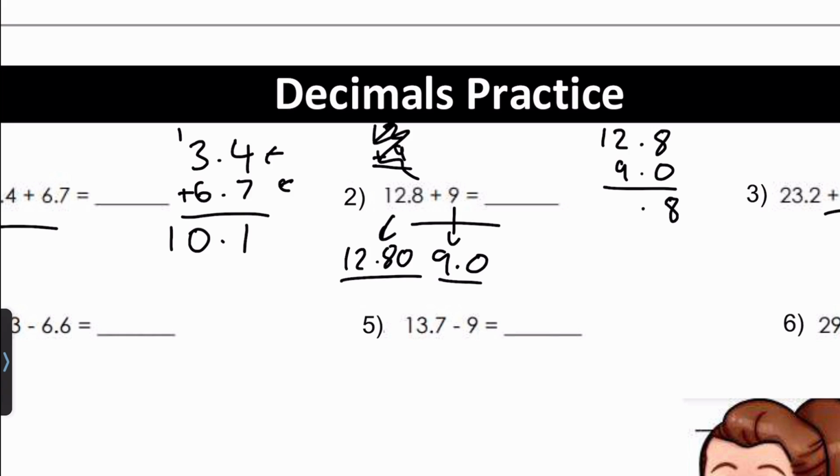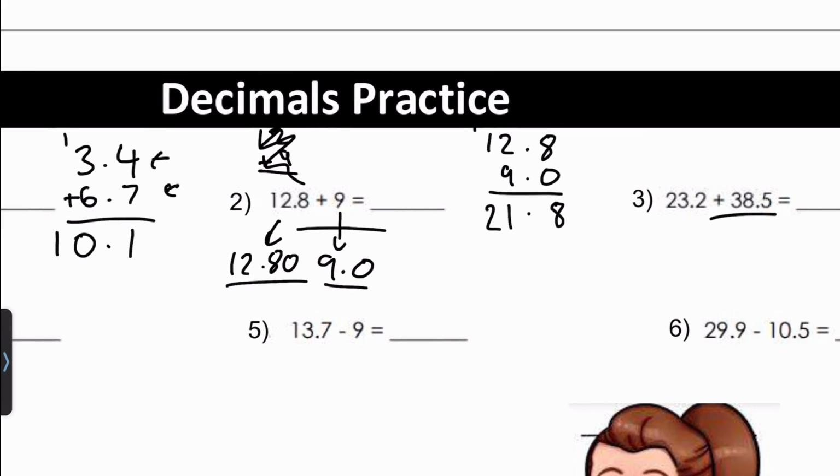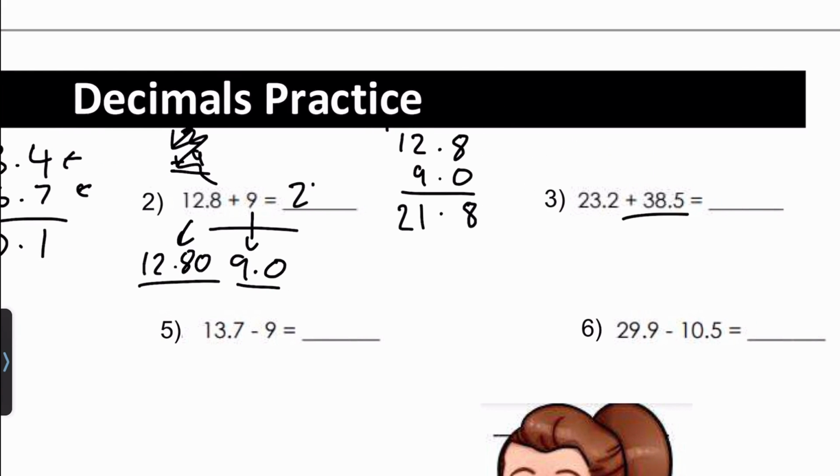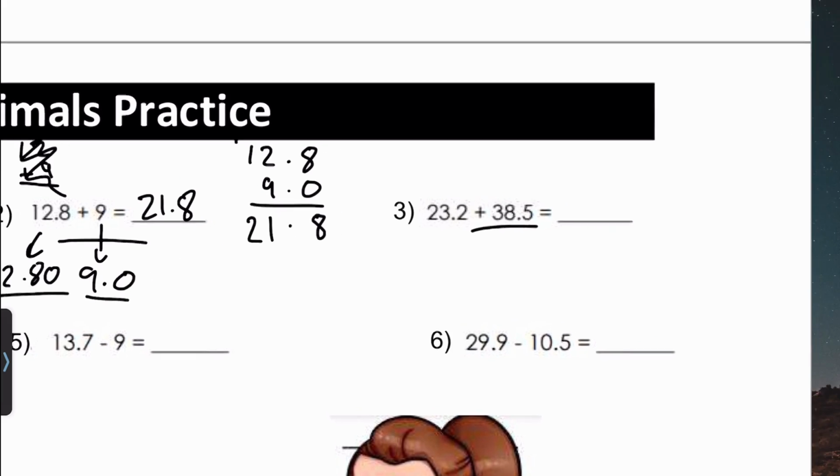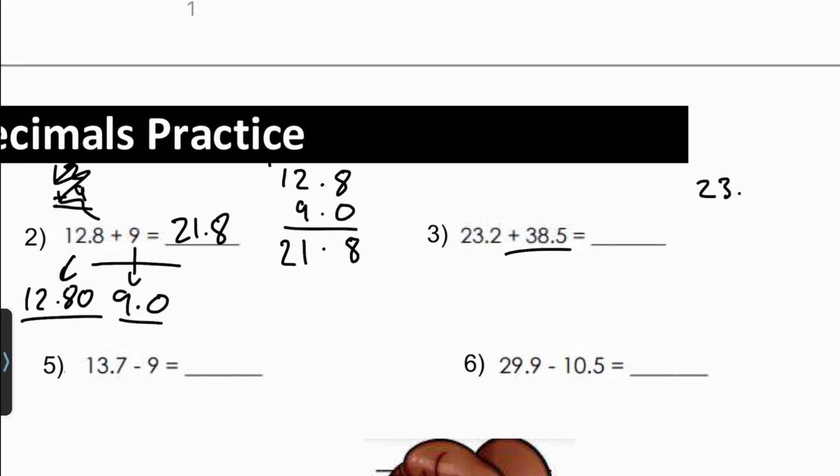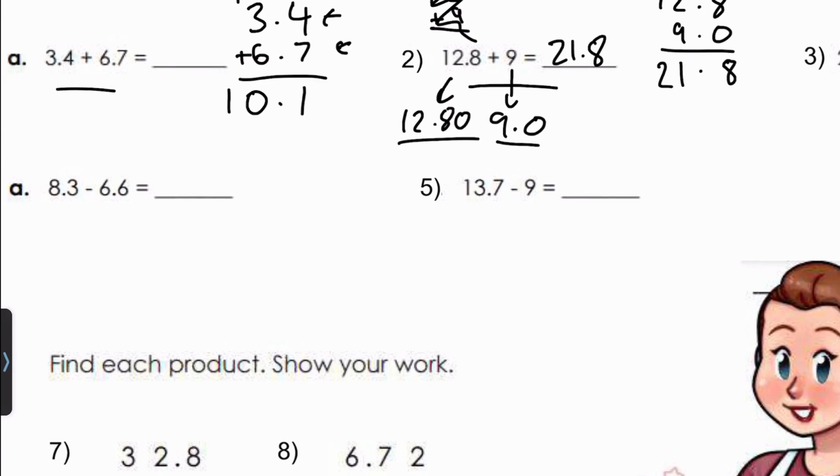Put the decimal point down. 11. 1 plus 1 is 2. Hopefully you guys all know this already. And I'm just going to quickly do this final one. 23.2, 38.5. Decimal points are lined up. 7. 3 plus 8 is 11. 2 plus 3 plus 1 is 6. And there you go, that's your answer.